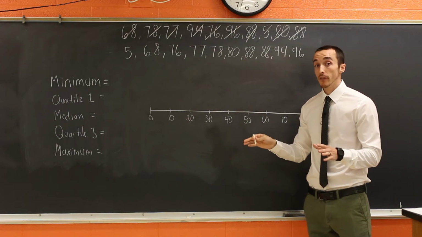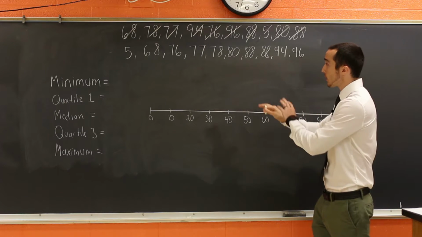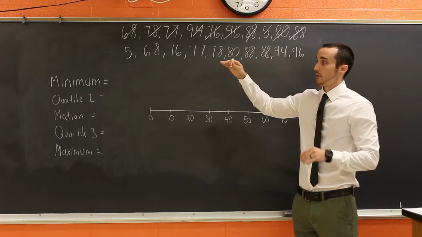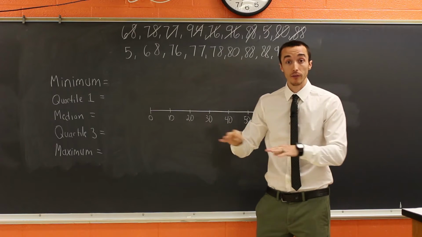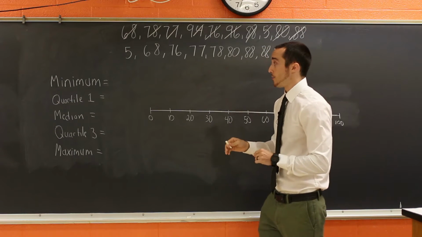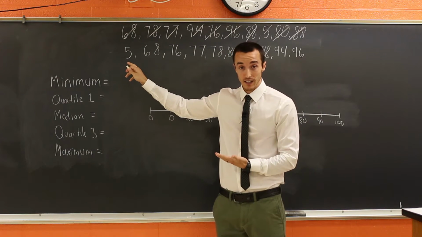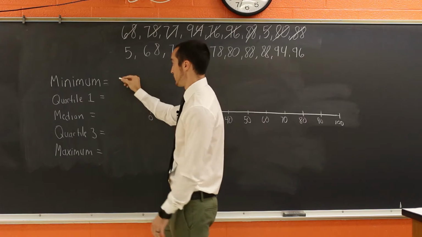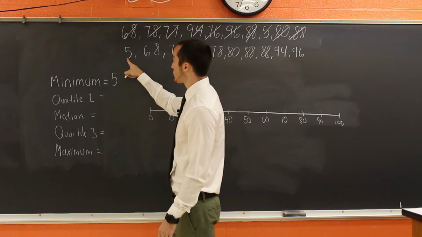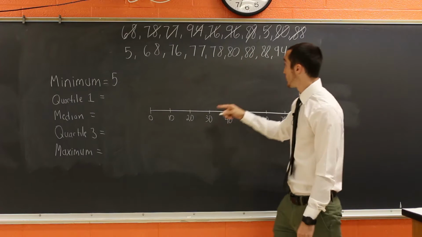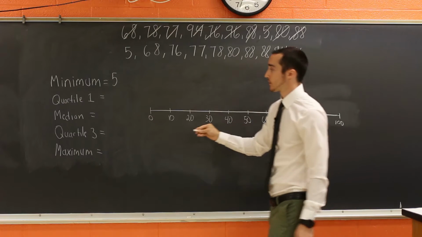Okay, now that I have the numbers in order, all I'm gonna do is record the 5 important numbers like I would for any box and whisker plot. So we'll start with the minimum, which in this case is a 5. Yeah, this guy made a 5% on the test. Obviously wasn't his day. So the minimum is the smallest number. Maximum, of course, is the biggest number, which is a 96.